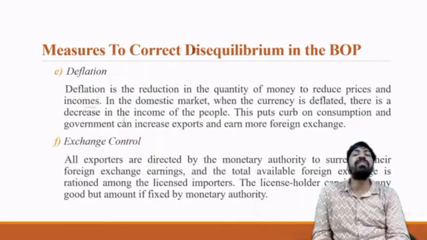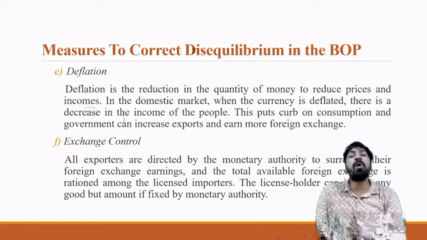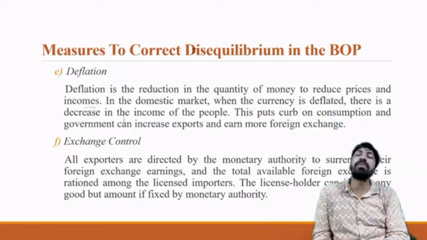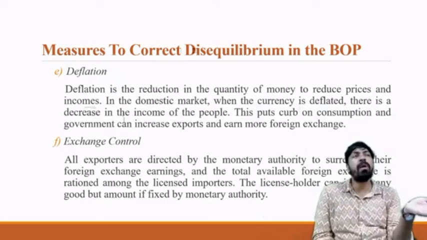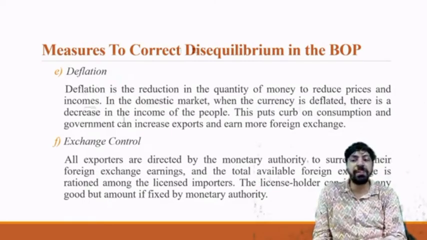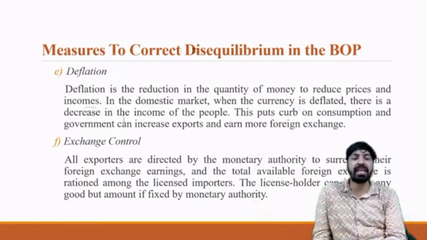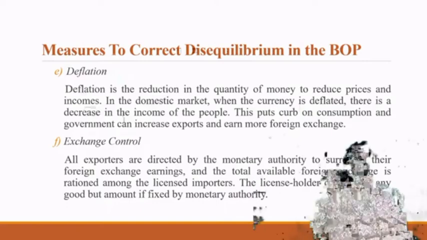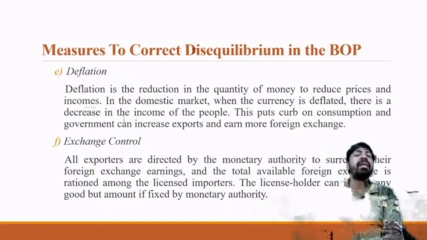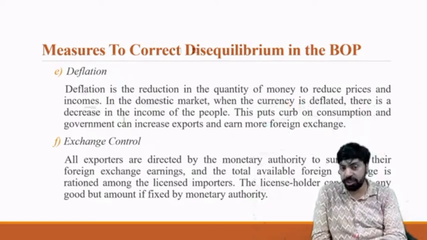The next one is deflation. Deflation is also one of the measures to reduce the quantity of money or to reduce the prices and income. When we talk about the domestic market and the currency has been deflated, of course the income of the people will also decrease as the quantity of money is reduced. So automatically consumption will be put on hold so that the government can increase exports and earn more and more foreign exchange.